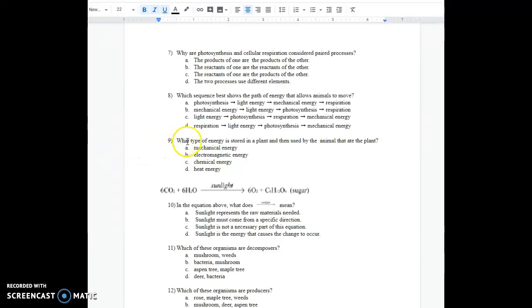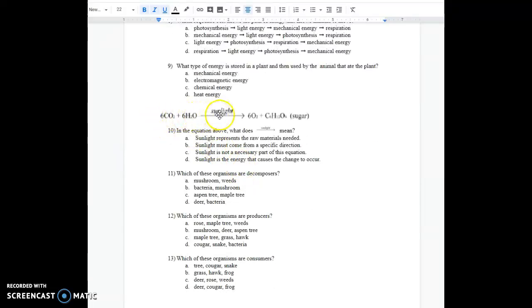Number 9. What type of energy is stored in a plant then used by the animal that ate the plant? A. Mechanical energy. B. Electromagnetic energy. C. Chemical energy. Or D. Heat energy. This is the equation for photosynthesis.